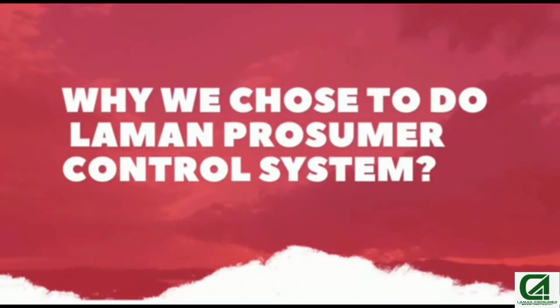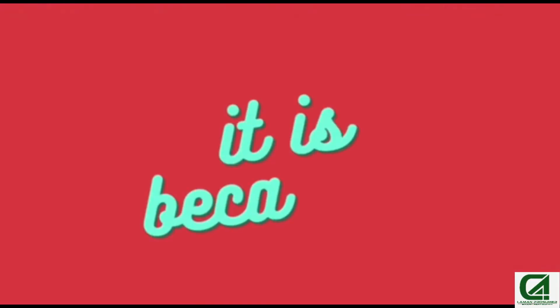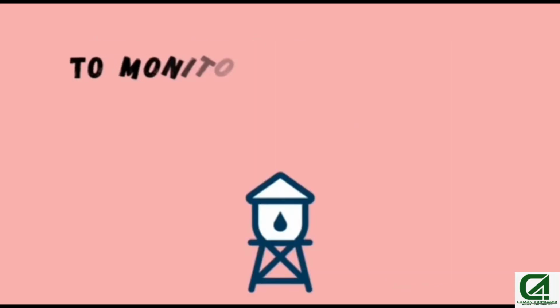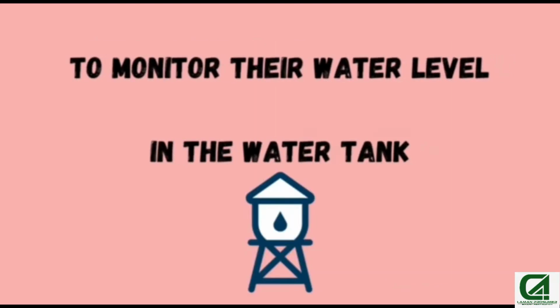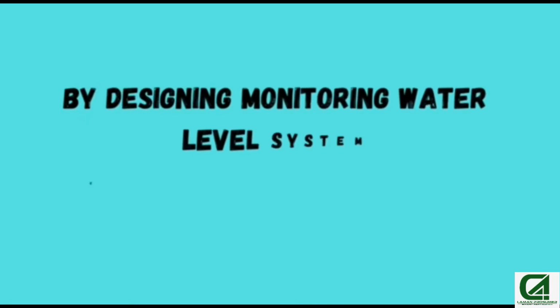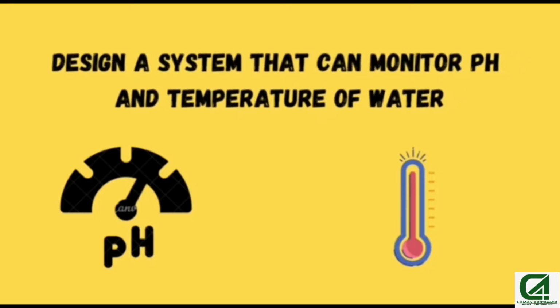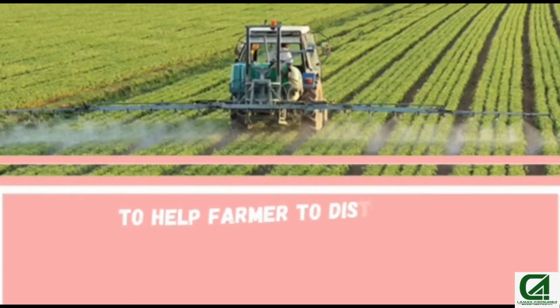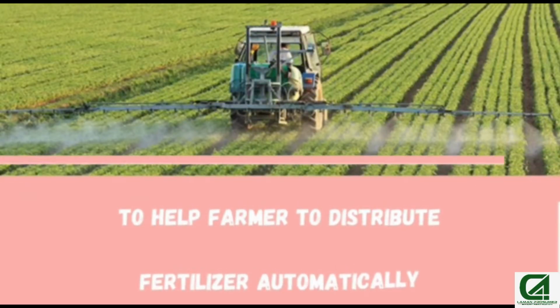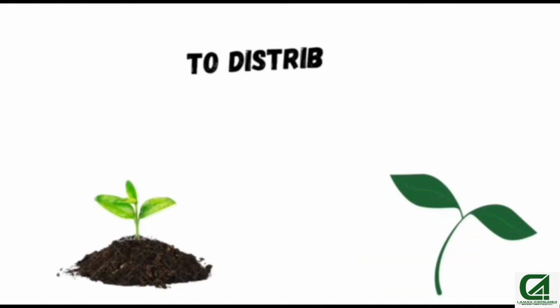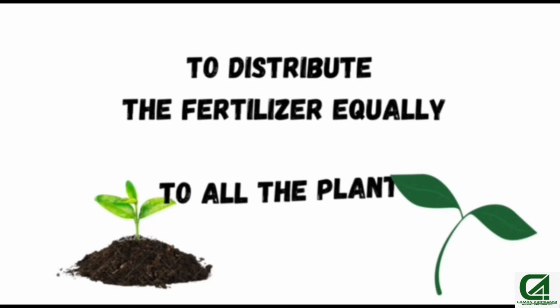Why we choose to do the Laman Prosumer control system? It is because we wanted to help farmers monitor the water level in the water tank by designing a water level monitoring system using an ultrasonic sensor. Also, we designed a system that can monitor the pH and temperature of water, and help farmers distribute fertilizer automatically by developing an auto fertilizer distribution system to distribute the fertilizer equally to all the plants.